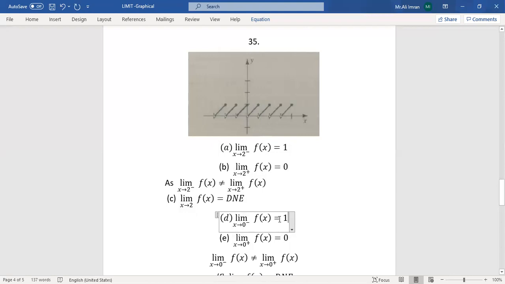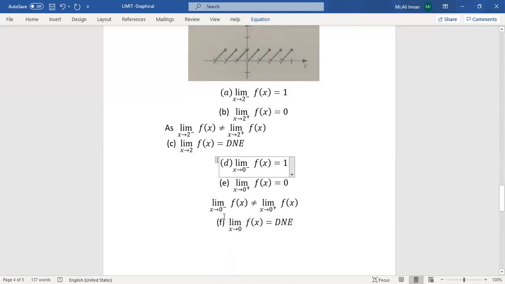So left hand limit is equal to 1 and right hand limit is 0. Both limits are not equal, therefore c part does not exist. Limit x approaches 0 of f of x does not exist.